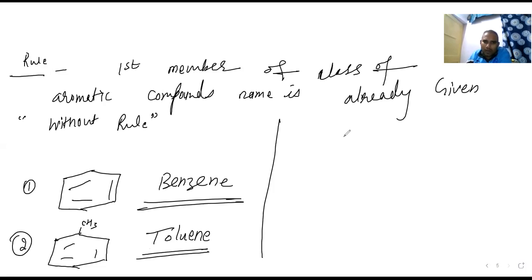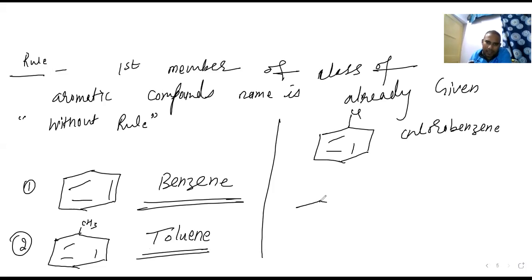Third one, if you want to write this one: here is benzene, and here is Cl. That is known as chlorobenzene. Chlorobenzene. If on this one an OH group is there, its name is going to be what? Phenol. This name is phenol.